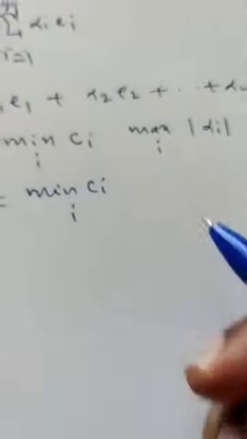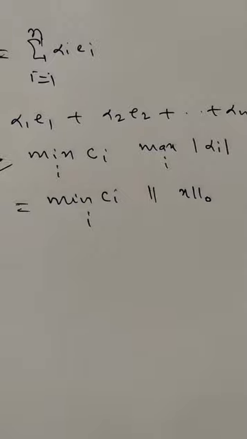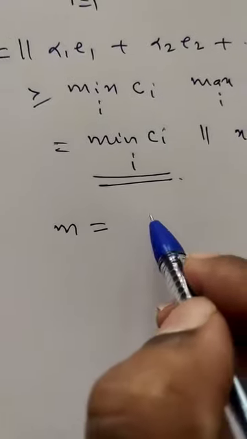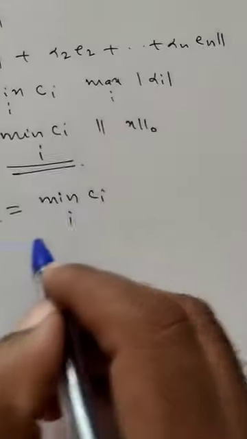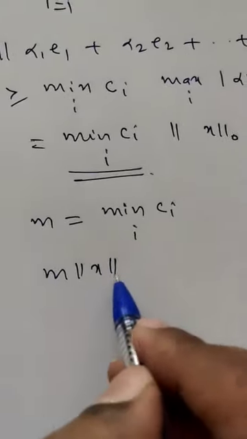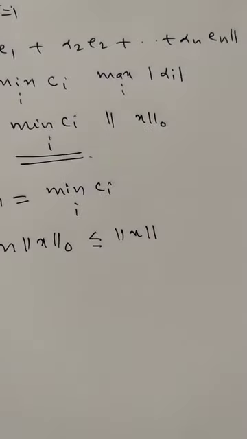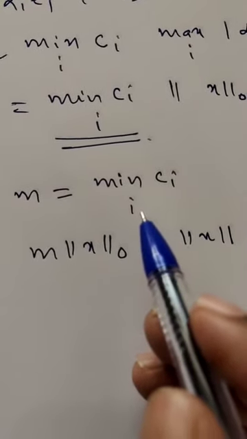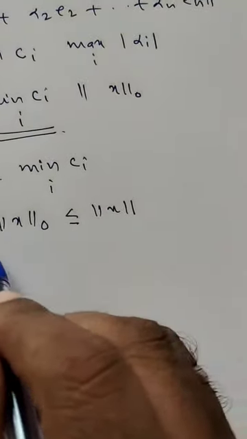Minimum of this is equal to what? Minimum of ci over i. Maximum of alpha i means norm of x naught. This is the zeroth norm. Okay. I'll take the minimum over i of ci as some m, little m. So m is equal to minimum over i of ci. Then what will happen? M times norm of x naught is less than or equal to what? On the right here, it is norm of x. Okay. So we have proved the left side of the result, which we have denoted by some numbers, right? We have proved it now.